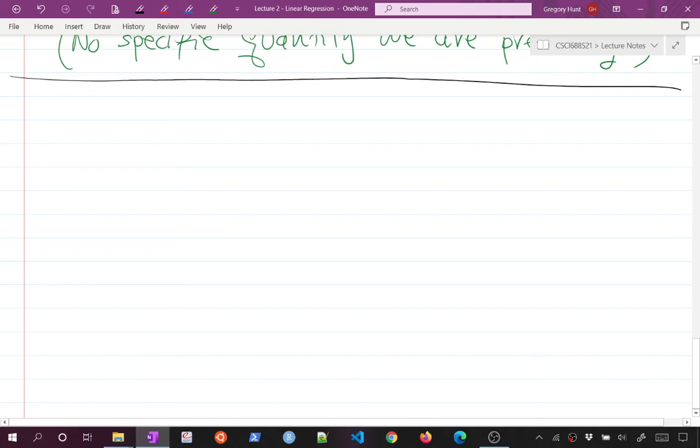That being said, let's not delay any further. Let's start talking about supervised regression problems. First, let's just talk about the general setup for supervised problems.